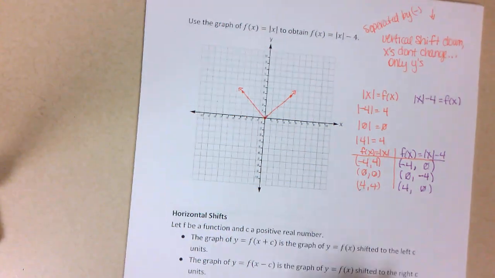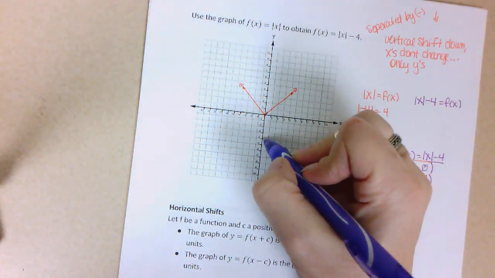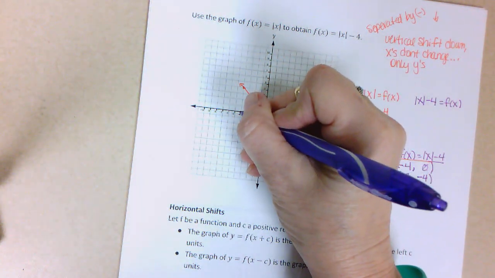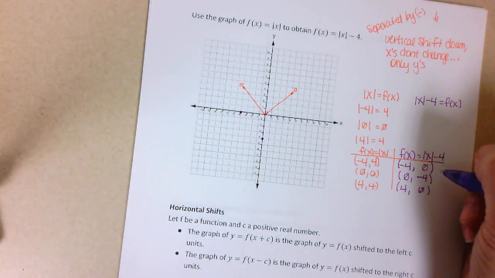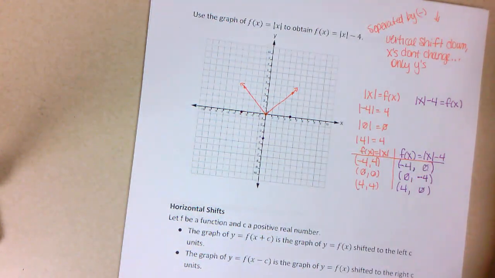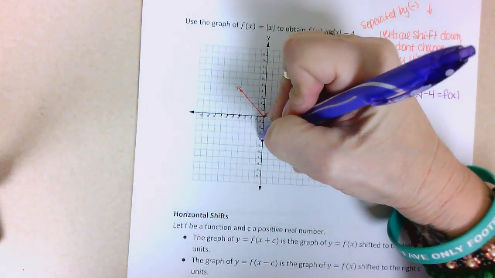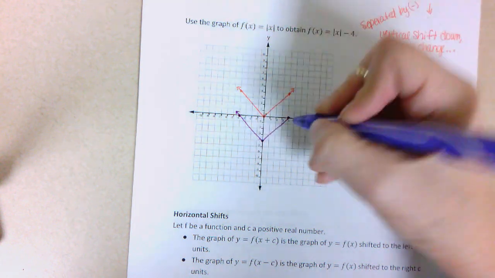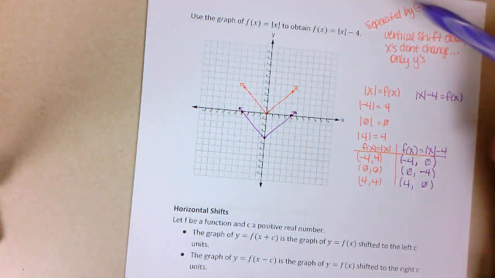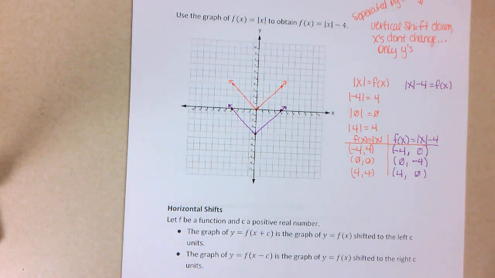Okay. I did the same color. Now let's do this one. So we're going to 0 at negative 4. And at 0, we're negative 4. And at, sorry, negative 4 we're at 0, and at 4 we're at 0. And then now we can graph this. Okay, so you can see we just took our absolute value and we shifted him down by 4. So that's exactly what we did. Okay.